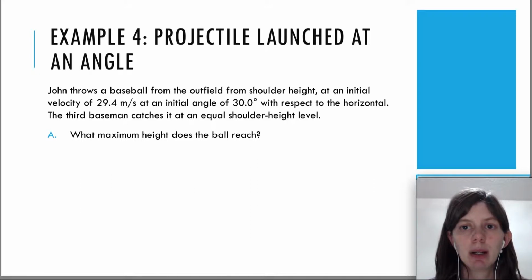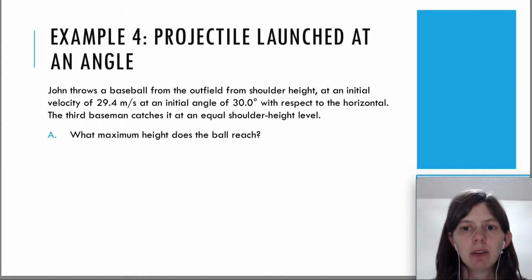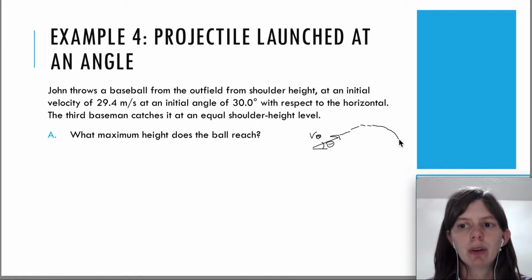Let's do this example here for a projectile launched at an angle. So this is a two-part problem. John throws a baseball from the outfield from shoulder height, initial velocity of 29.4 meters per second, initial angle of 30 degrees. So the initial velocity is given here, the angle is given, and then the third baseman catches it at an equal shoulder height level. So it's going to go right back to that same height. This is supposed to be a nice parabola here. What maximum height does the ball reach? We're looking for the maximum height right here.